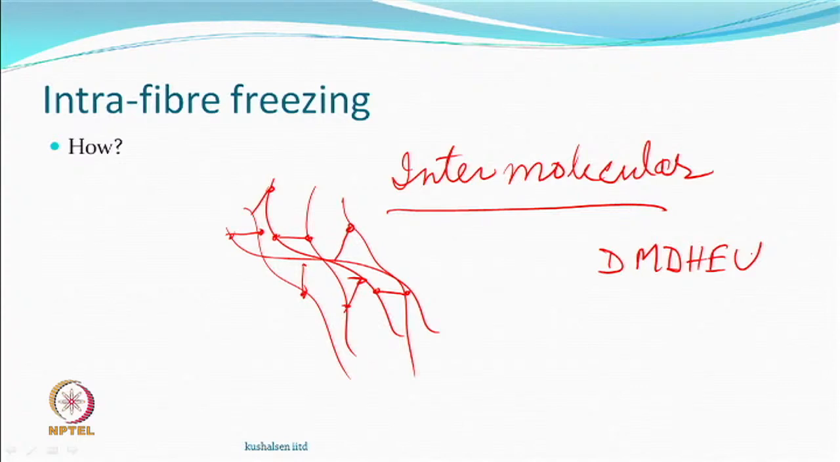So, if you do that, and then after doing this, when you try to bend this material or change its configuration, these bonds will get stretched, and when you leave the force, they will like to come back to their own position. So, this is how you can do intrafiber freezing of the position, whichever position you have.